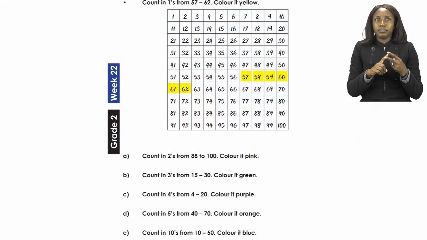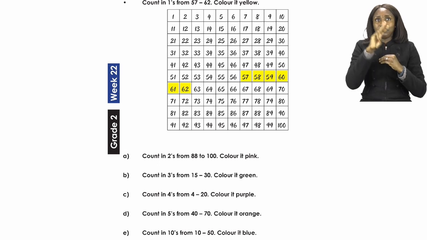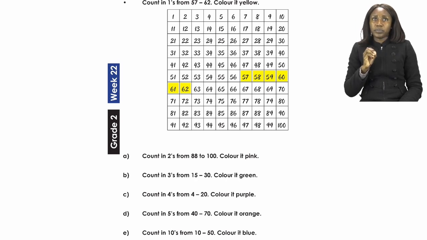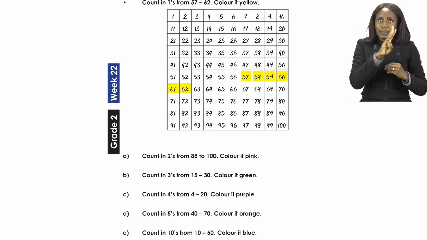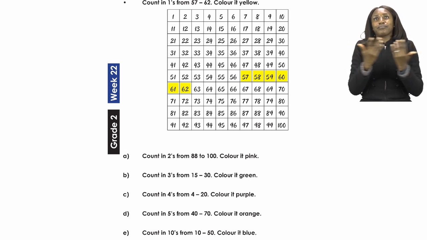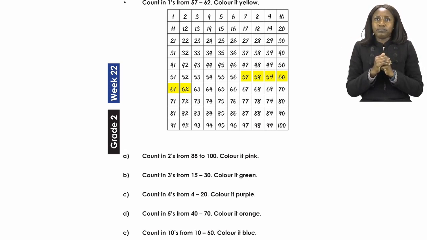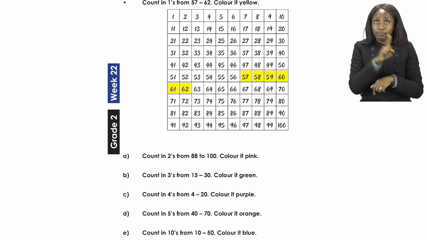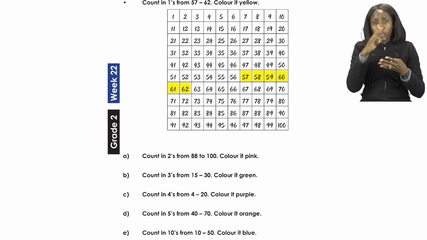For B, they have said count in threes from 15 to 30. This time, they would like us to use the green color. So, it's going to be our job to use this green color in my hand. Now it can be light green or dark green. If you're going to use the green, make sure that it is clear. Circle the numbers. You're going to start from 15 and then you need to count 3 on. So you can use your fingers or you can use the number chart.